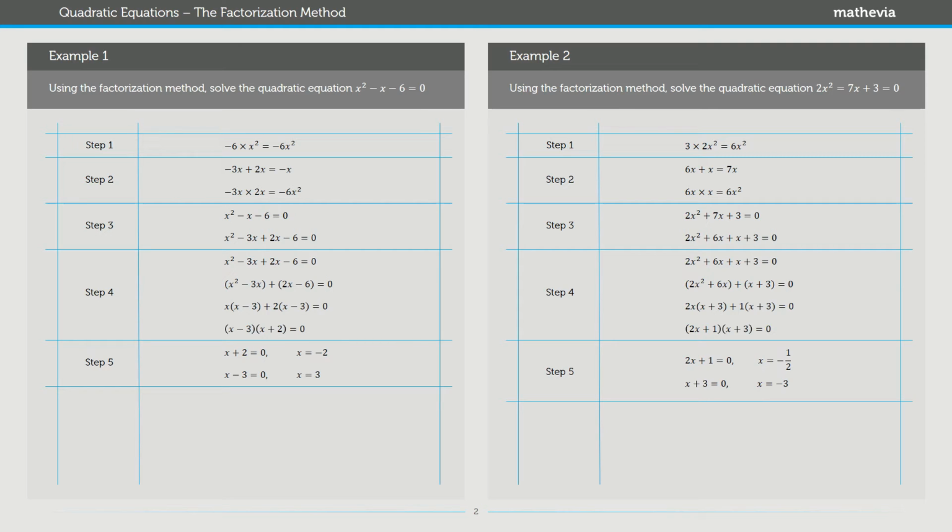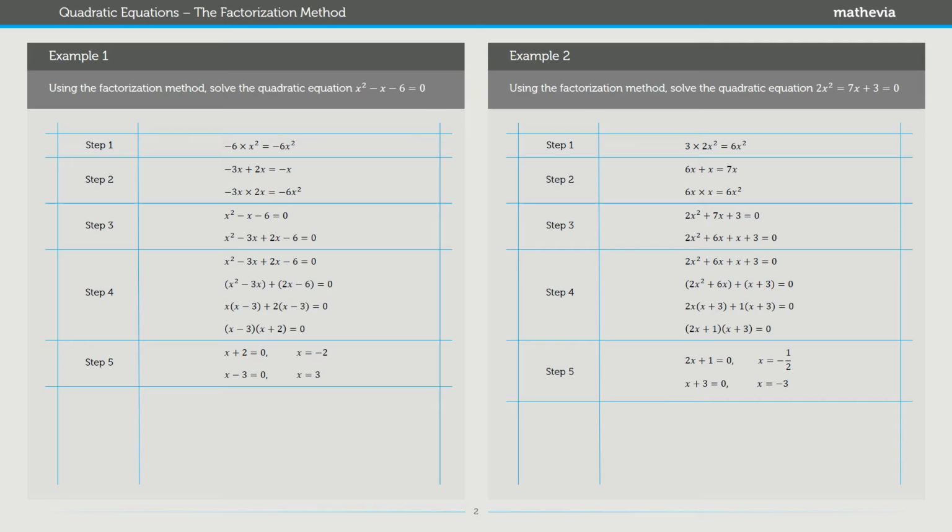So we have example 2, and example 2 says, using the factorization method, solve the quadratic equation 2x squared minus 7x plus 3 equals 0. And we'll do so with our steps again. So we have step 1. The first thing we want to do here is multiply 2x squared and 3, the first term and the last term, and basically you have 3 multiplied by 2x squared, where you have 6x squared.